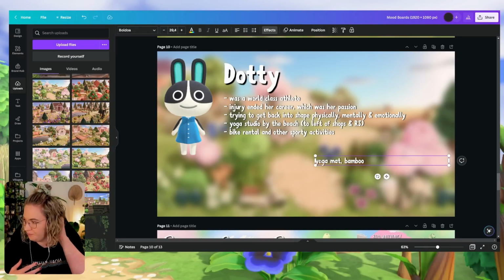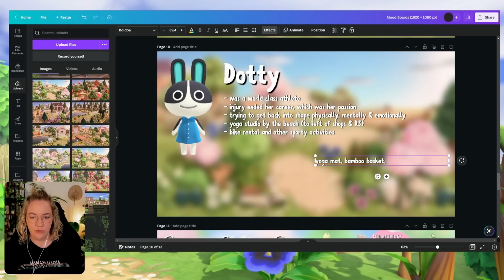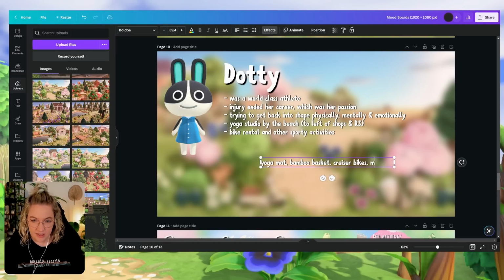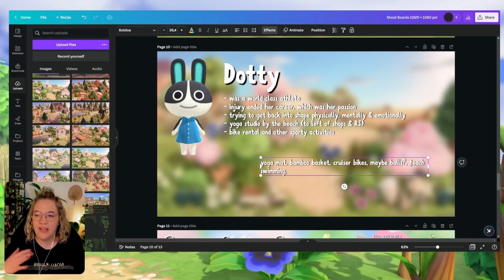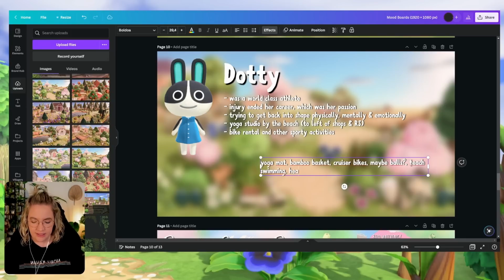and then maybe that bamboo basket, I think it's called, which looks like rolled up yoga mats, which I think is cute. We're going to use cruiser bikes, maybe some balls too, like a volleyball or something similar. She could also maybe teach swimming, so we could do a little swimming area by the beach too. And we could also maybe give her, depending on how big the area is, a healthy, quote unquote, bar. She could sell smoothies and salads.